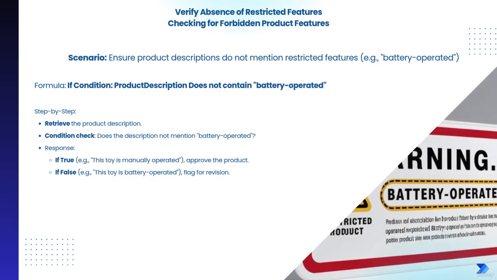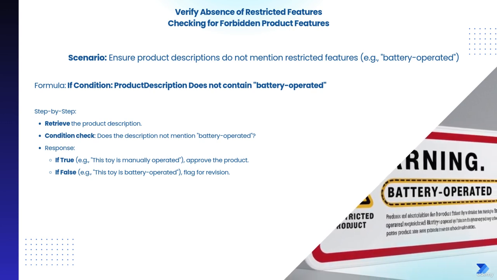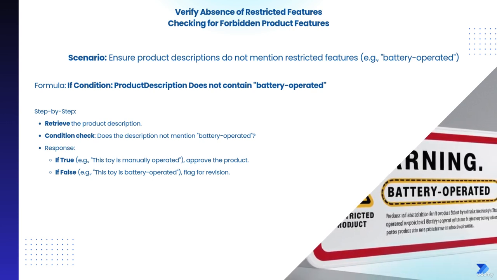Example 3. Verify absence of specific features in product descriptions. Scenario: in an e-commerce platform, you need to ensure that product descriptions do not mention any restricted features, such as battery-operated. The flow checks if the description does not contain the term battery-operated. Formula: if condition, product description does not contain battery-operated.